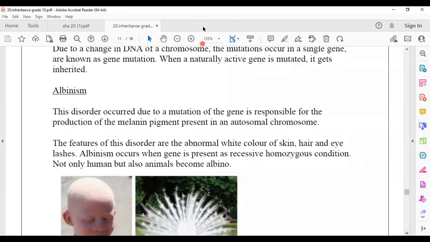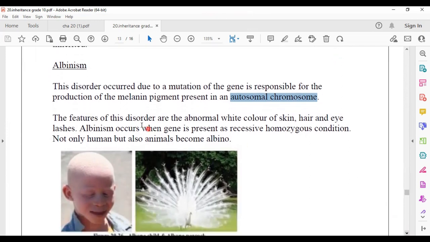One disease caused like this is albinism. This disorder occurred due to a mutation of the gene that is responsible for the production of melanin pigment in an autosomal chromosome, not in the sex chromosome. In one autosomal chromosome, there's the gene responsible for melanin pigment production. If it is mutated, then this disorder occurs. The features of this disorder are the abnormal white color of skin, hair and eyelashes.